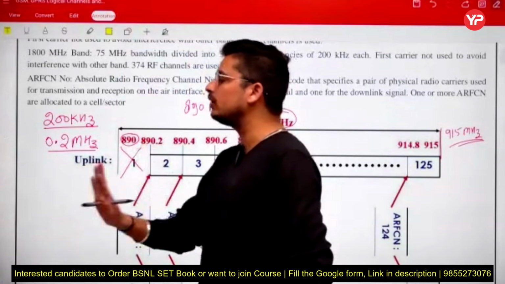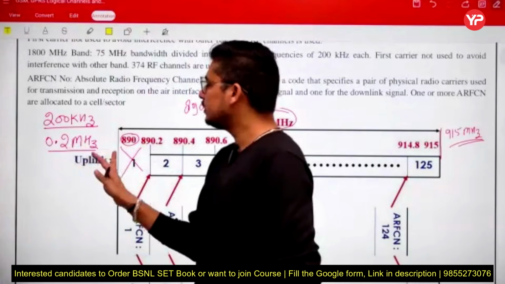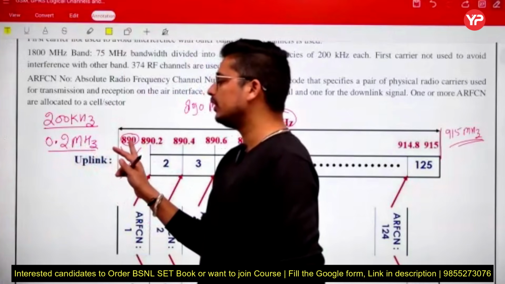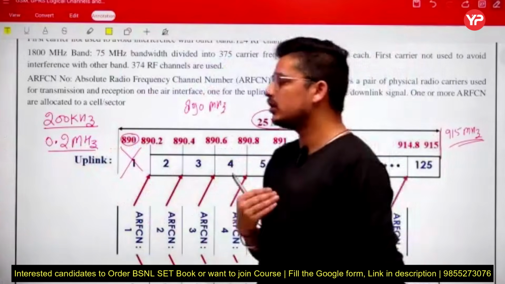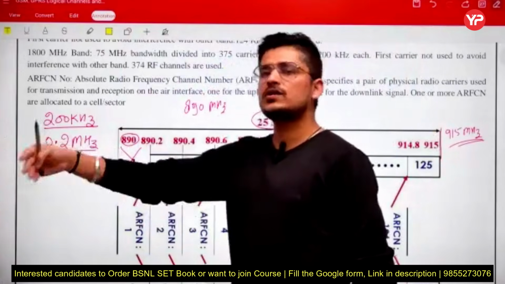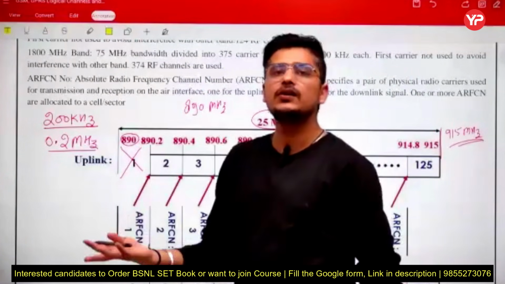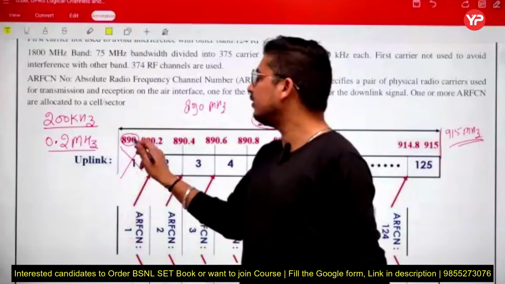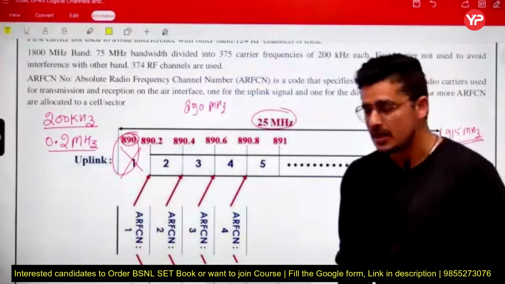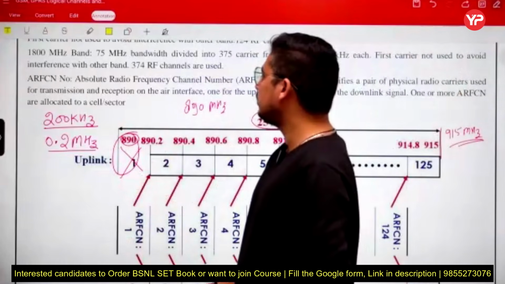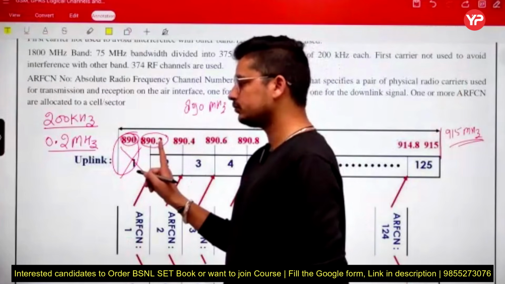This carrier is not given to anyone due to interference, because the band allocated to us starts from 890. Other users can use the other band, meaning the band below 890 is given to other users. So that's why we never assign 890 to any user. The first subcarrier is assigned to the first user, that is 890.2.